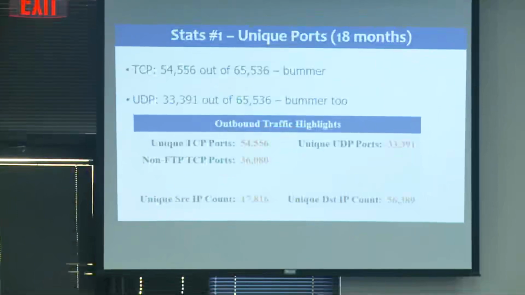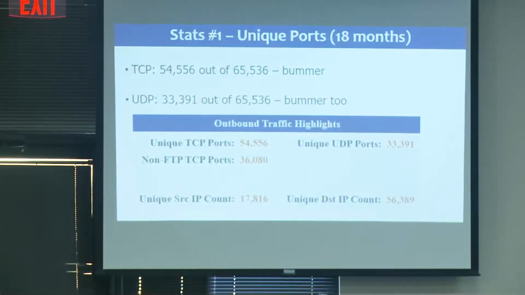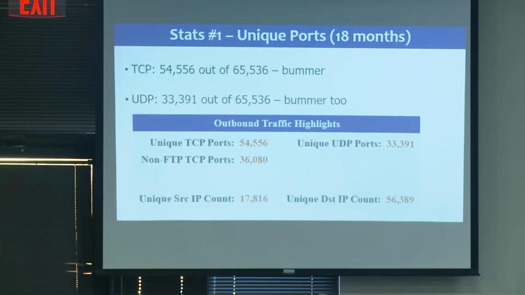On the unique destination IP count, again, these are the unique numbers, right, pulled from the database. Excluding web and DNS, I think it's actually a pretty small number, because over 18 months, out of the 4+ billion IP addresses, you hit only 56,000. Okay, that's maybe not bad.